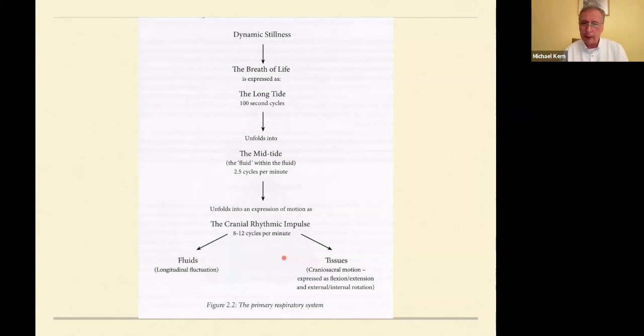And this is a little bit like how I see the cranial rhythmic impulse. It's like each individual tissue, each individual bone, each individual structure or organ is on the surface rocking in relationship to a variety of different factors that will be determining its movement.